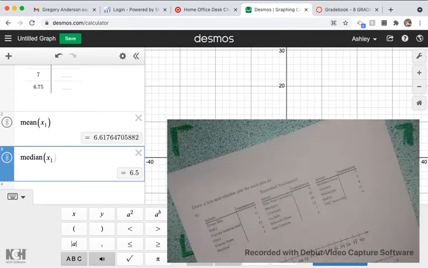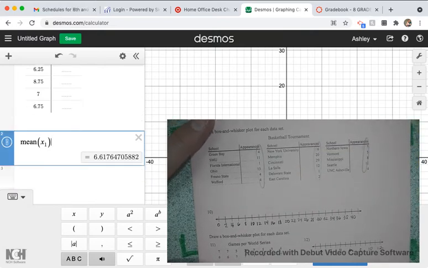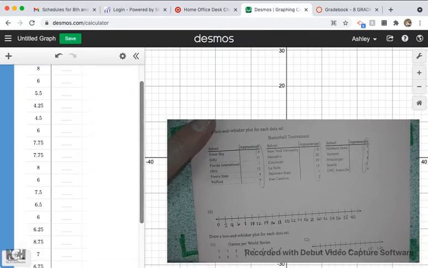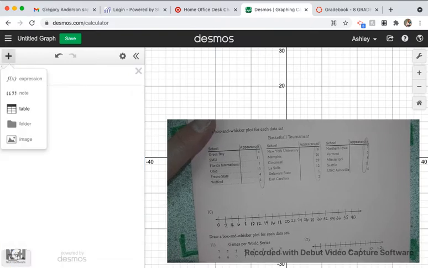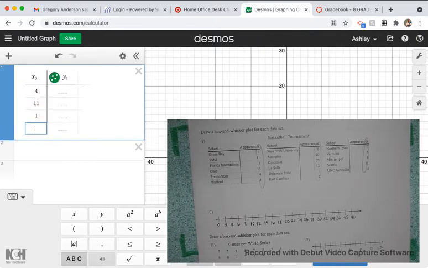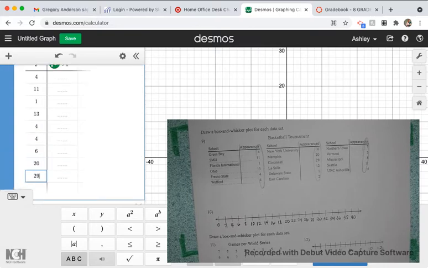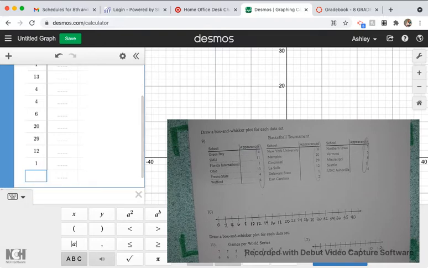Okay, next we are going to do a box and whisker plot. Okay, so here is our data. We're going to type all that into Desmos, so I'm going to get rid of this, and then I'm going to get rid of this. Okay, plus sign, table. So if I wanted to, I could type x2 up here. Okay, and I'm just going to type in my numbers. 4, 11, 1, 13, 4, 4, 6, 20, 29, 12, 1, 2, 7, 5, 8, 11, 4.